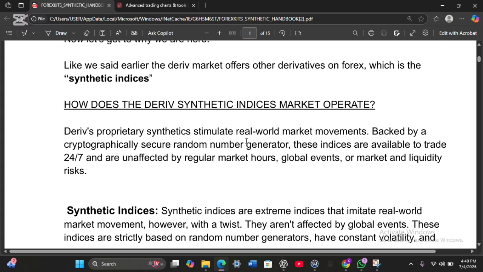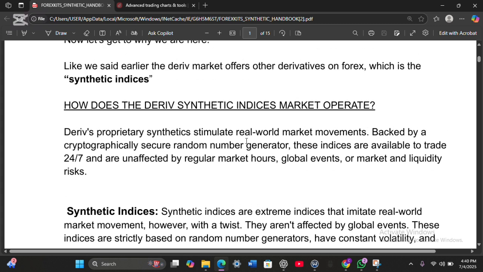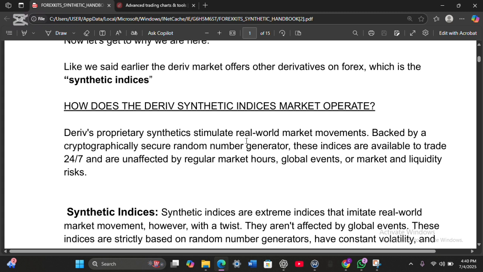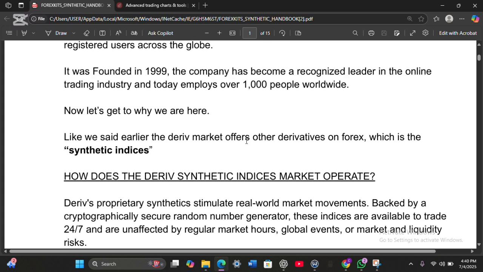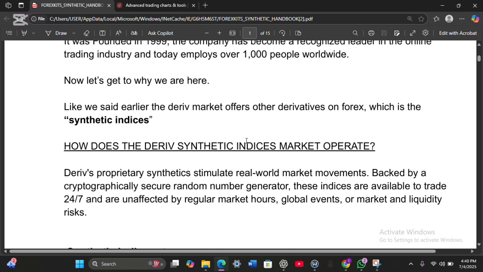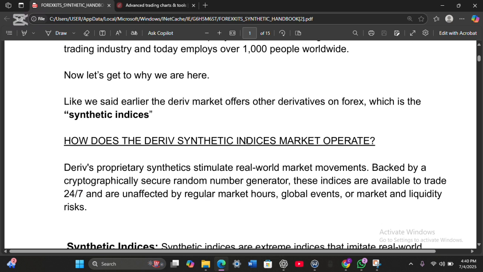So let's move on. I will let you know what synthetic indices is. The instruments that we are focused on when it comes to the Forex synthetic market are the synthetic indices. So I will start by letting you know that the Forex synthetic market is a simulated version of the real Forex market. So it's not a real market.